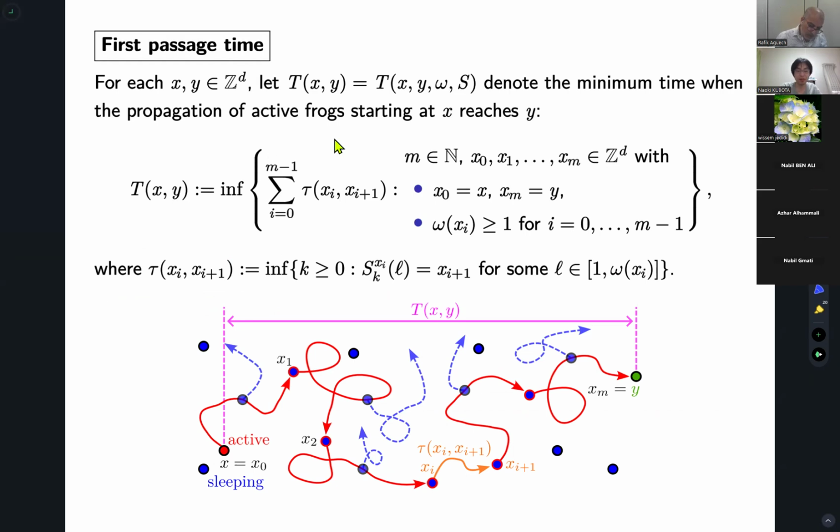In this setting, to take the infimum in the definition, we consider all the sequences on Z^d. Roughly, think of this as a hitting time for the simple random walk, but we have to assume that if Xi has no sleeping frog, then this is always equal to infinity. So the active frog can go to a position where there is a sleeping frog, but it cannot go to a free position. Yeah.